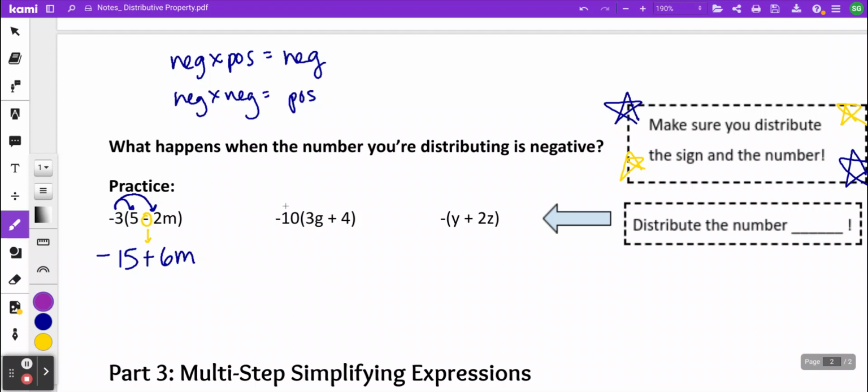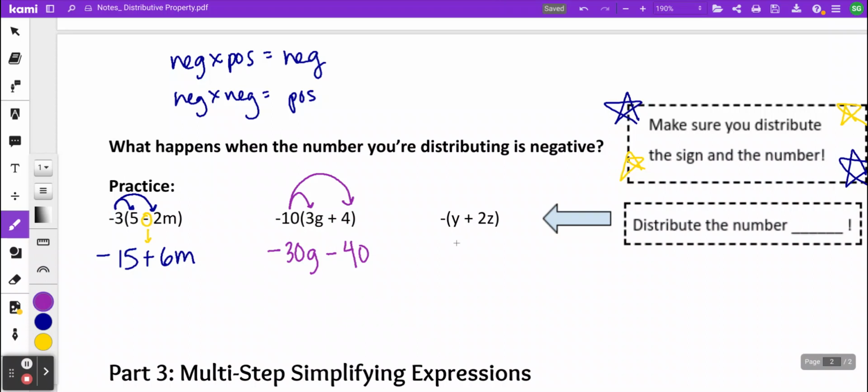For the second one, we want to do negative 10 times 3g. Well, I know negative times positive is negative. 10 times 3 is 30, so I get negative 30g. And then I also need to multiply negative 10 with that positive 4. Again, I know negative times positive is negative, and 10 times 4 is 40. So I get negative 30g minus 40.